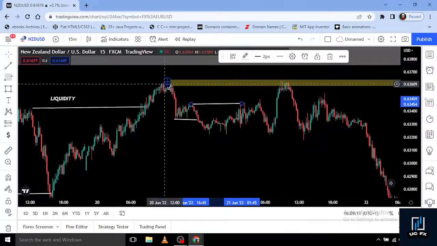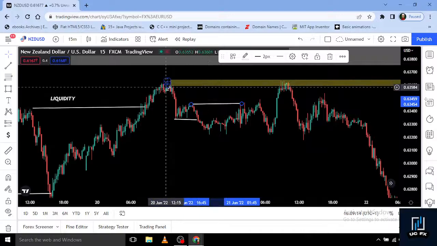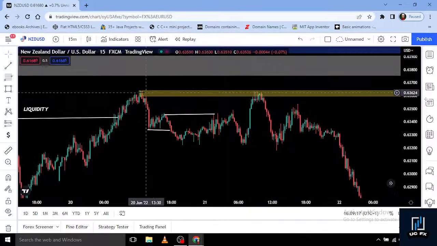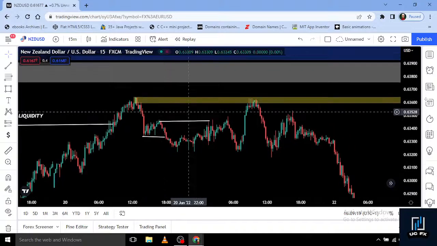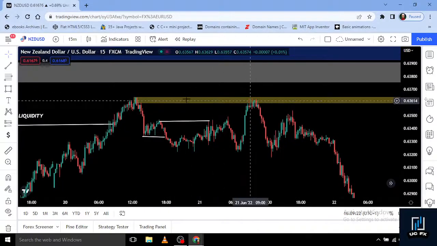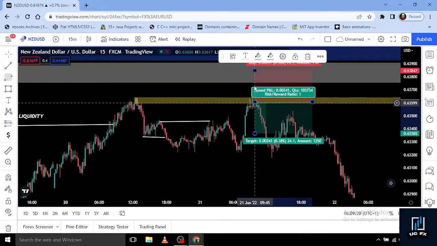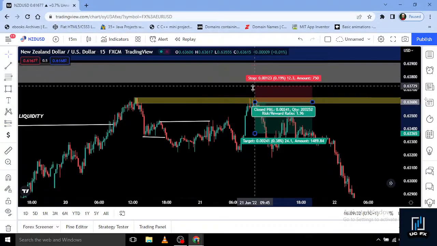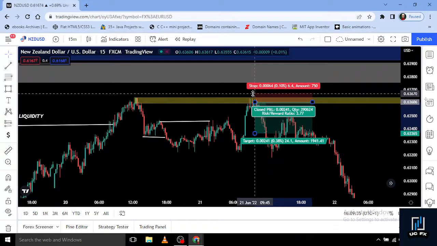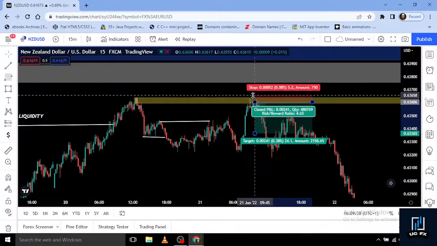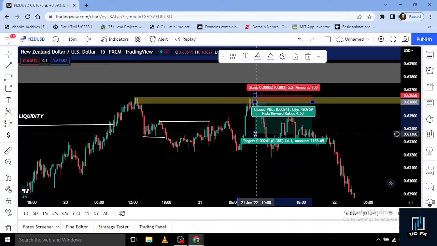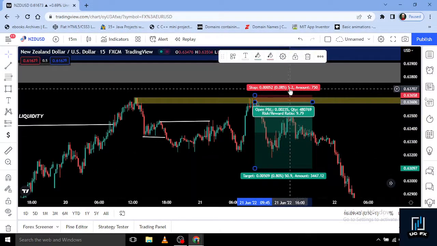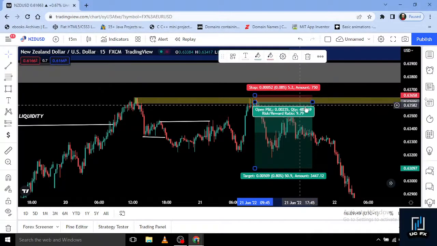After that, price entered again into this 5 minutes order block formation. So this is where we will be taking our entries from. If you grab your tool, then your stop loss will just be above this M5 order block. As you can see, we have a 5 pips stop loss. Isn't that amazing? Yeah, it is.